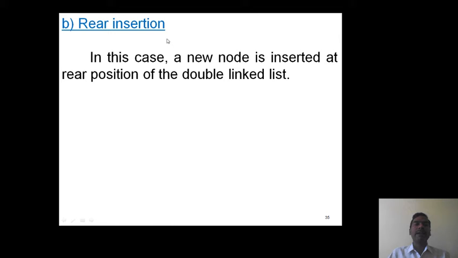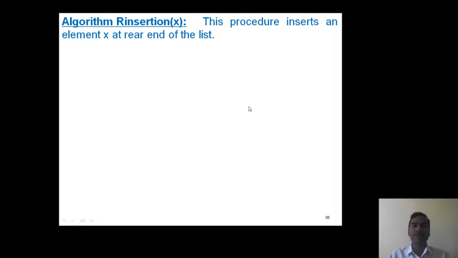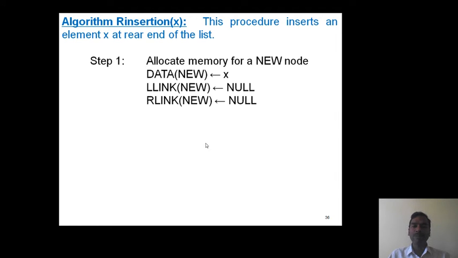Next operation, rear insertion. In this case, a new node is inserted at the rear position of the double linked list. Now the algorithm process: algorithm R insertion of X. This procedure inserts an element X at the rear end of the list. Step 1. Allocate memory for a new node. Data of new equivalent to X. Link of new equivalent to null. Link of new equivalent to null.